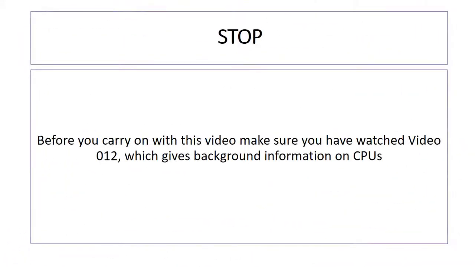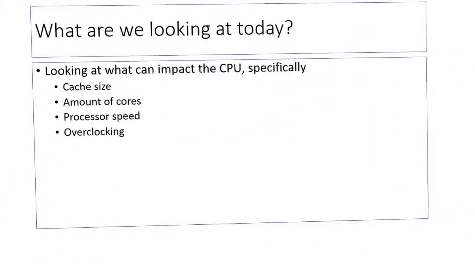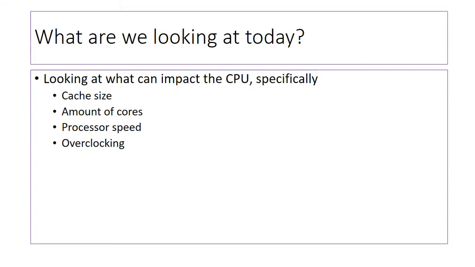So before we carry on watching this video, make sure you've watched video 012, which gives you background information on CPUs. It's helpful to make sure you know what's going on with it and that you understand some of the terminology we'll be using in today's video. So today we're looking at what can impact the CPU, specifically cache size, amount of cores, processor speed and overclocking.